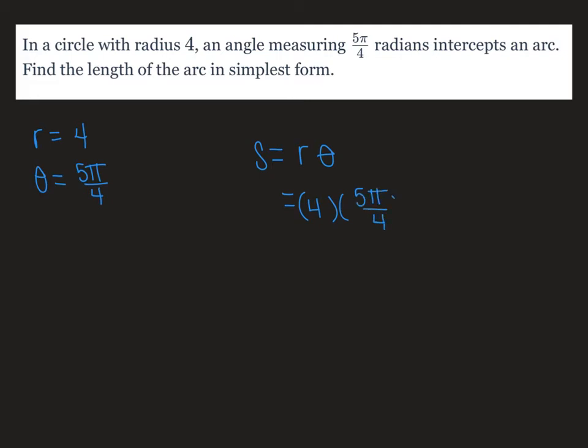And we know we're going to take our R, which is 4, times our theta, which is 5 pi over 4. Now this one's pretty clear and easy to see that these 4's are going to cancel. You have a 4 being multiplied by your 5 on top, and a 4 being divided by that 5 on the bottom, so they'll cancel. You could also just do 20 over 4. So we end up with 5 pi as our arc length.